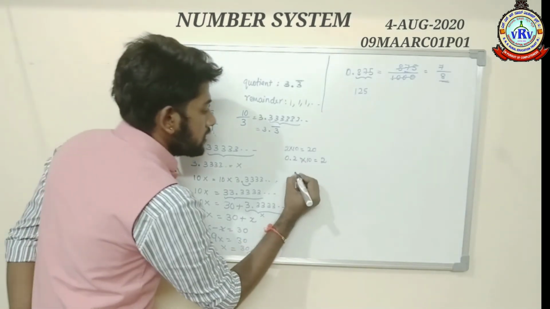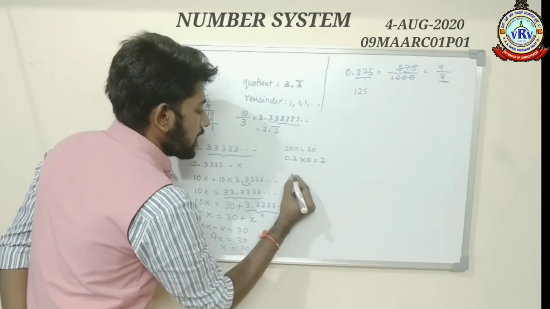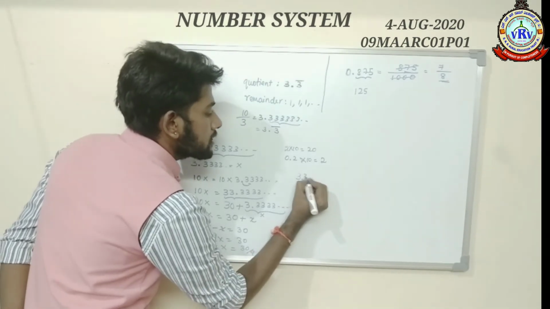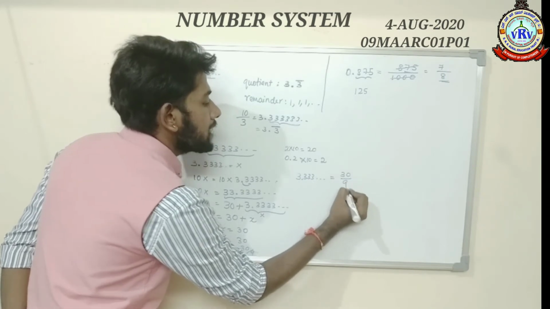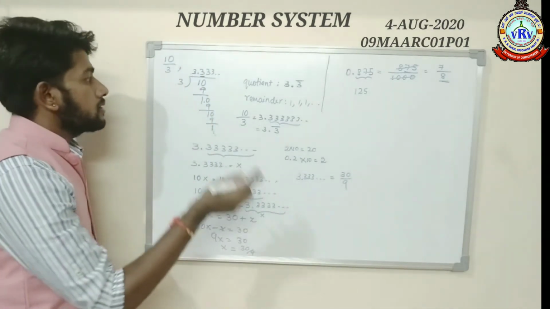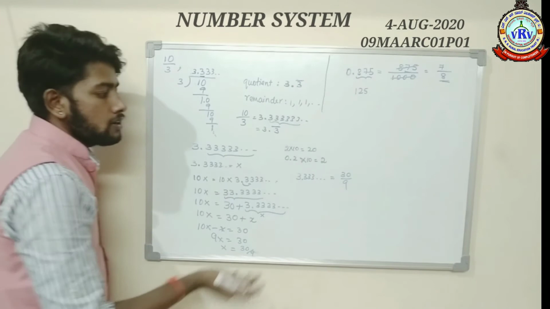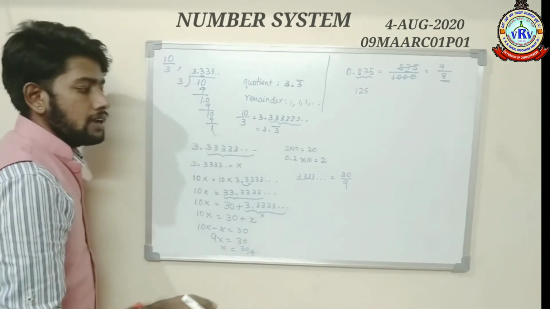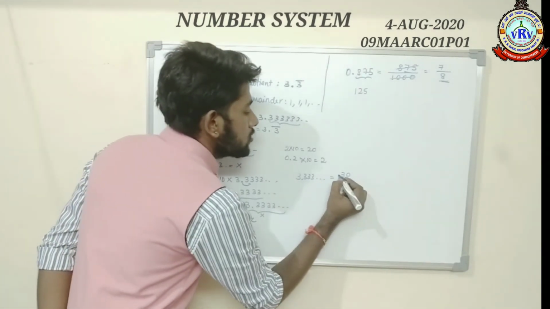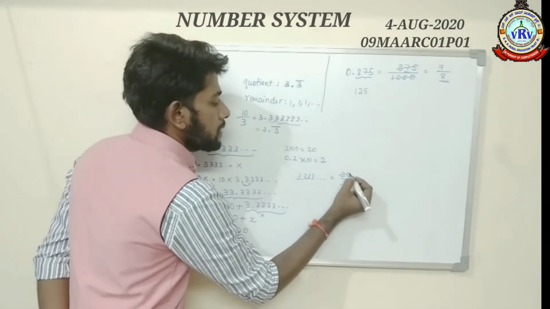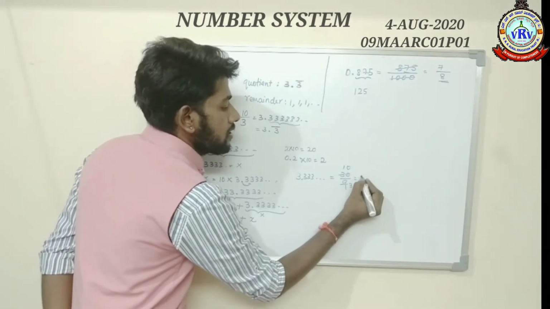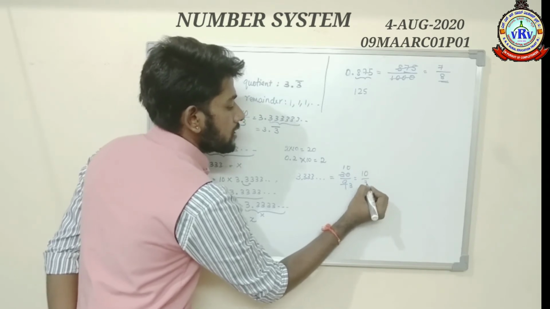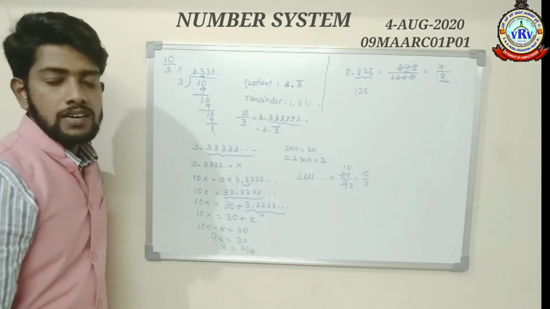Here we got, what is x? x is nothing but 3.3333, which is equal to 30 divided by 9. We got the rational number for 3.3333, and we can reduce this rational number by dividing by the number 3. 3 tens are 30, 3 threes are 9. So the final rational number is 10 divided by 3.